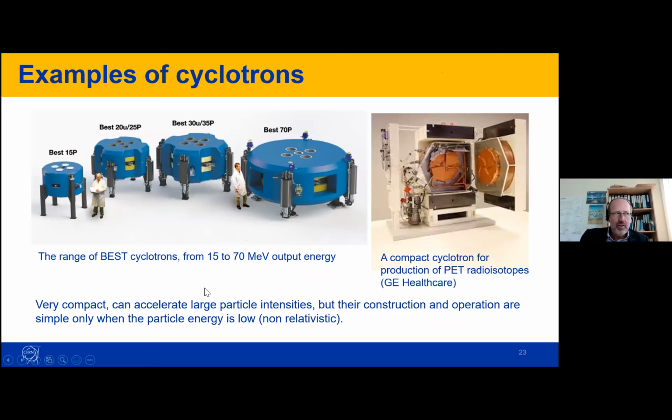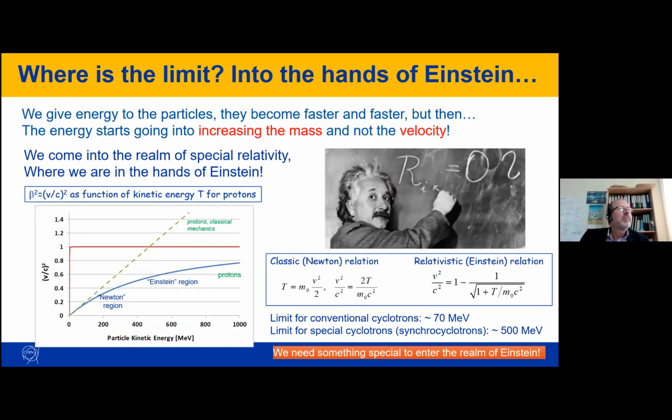But you cannot go to higher energies. It is very difficult to go beyond, say, a few hundred MeV of energy. Why? Because we have to find a way to solve a problem that comes from Mr. Einstein. Einstein is not a problem, simply he shows something which is very interesting, and it's an additional challenge for particle accelerators.